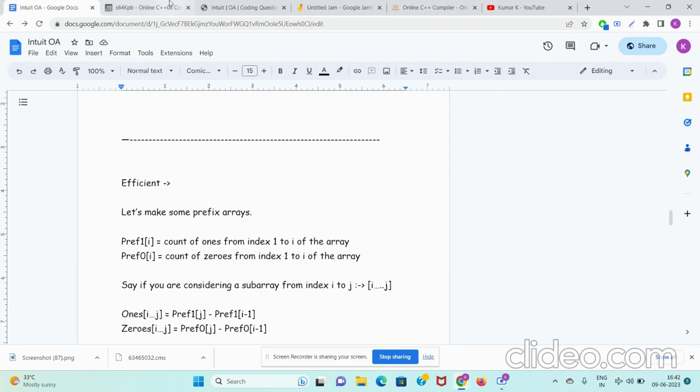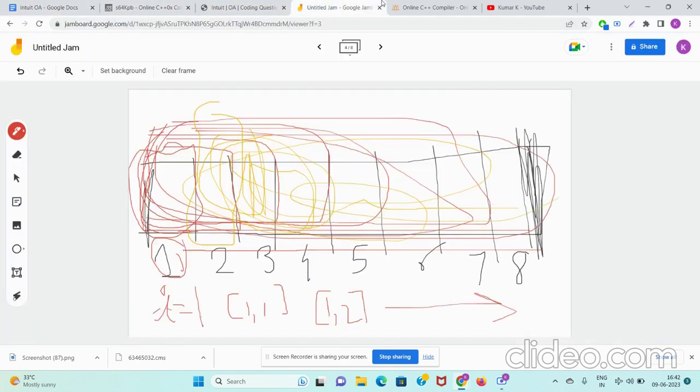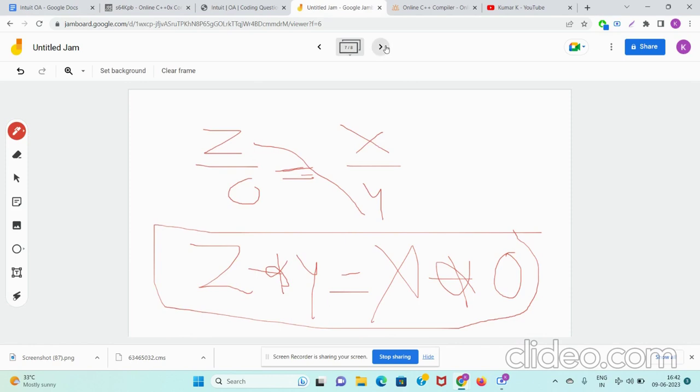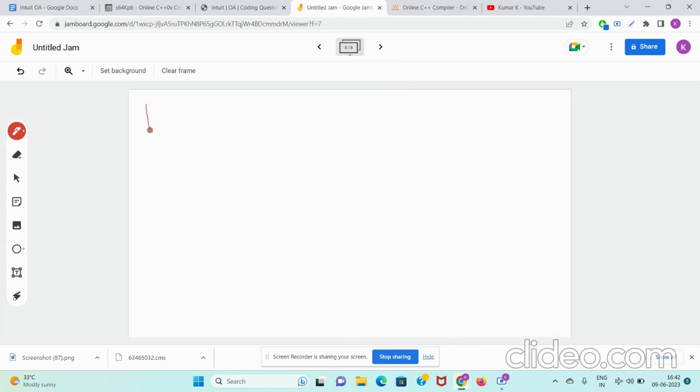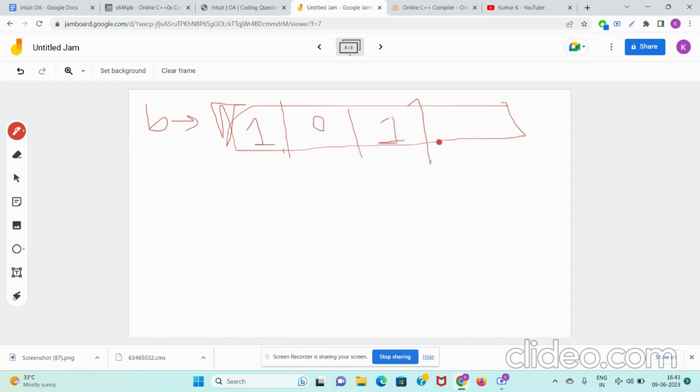So basically, if I give you ones and zeros, how will you calculate the prefix 1 and prefix 0 arrays? For example, this is our array B. It looks like this. First there is a 1, then there is a 0, then there is a 1, then there is a 0, then there is a 0, or say 1.